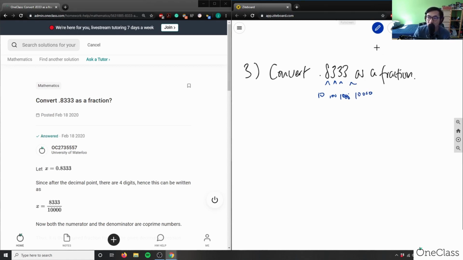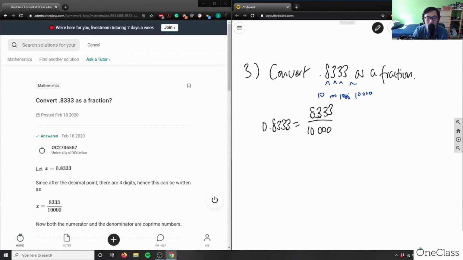So what we can do is say that 0.8333 equals 8,333 divided by 10,000, right? So that's what we have here. This is now a fraction, right? 8,333 divided by 10,000 is our fraction.